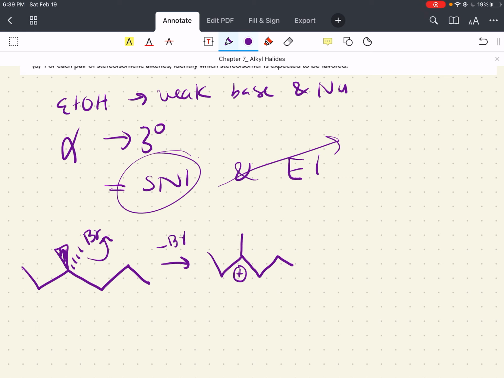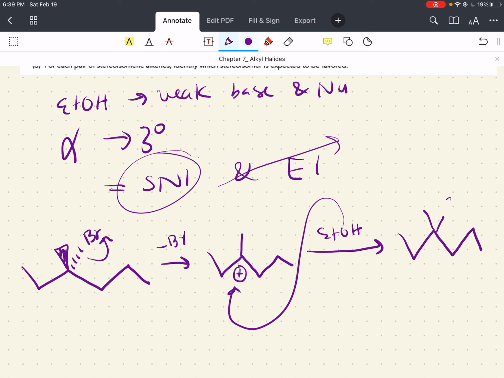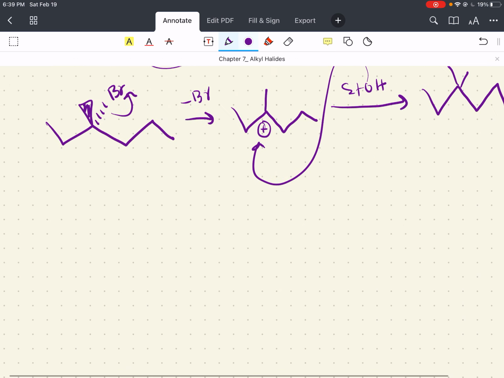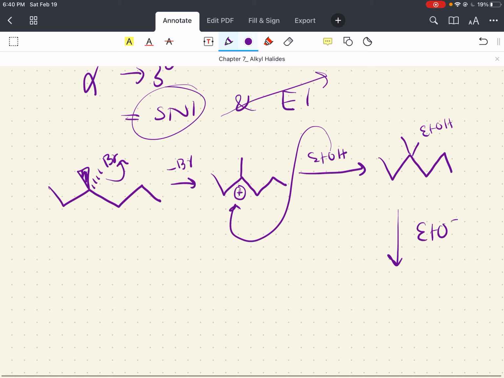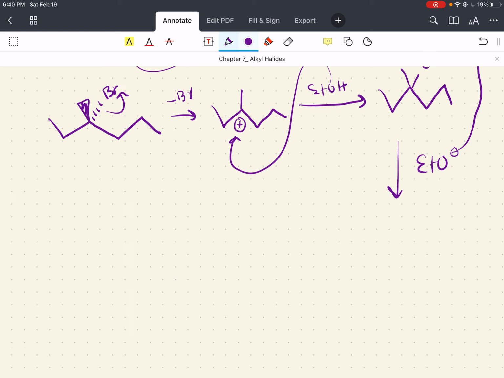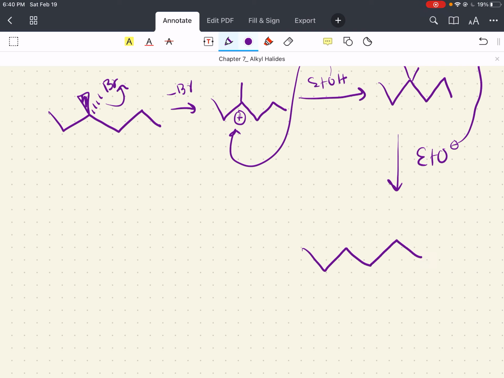All right, now our ethanol can come in. Good old ethanol attacks our electrophilic carbon. And now we have ethanol here. Then we have ethoxide in our solution as well, that's going to deprotonate that so that our final product looks like this. And you're going to get enantiomers.